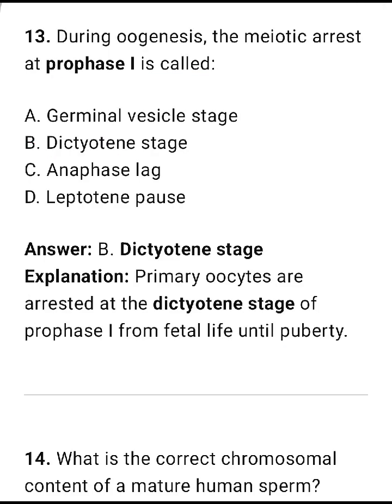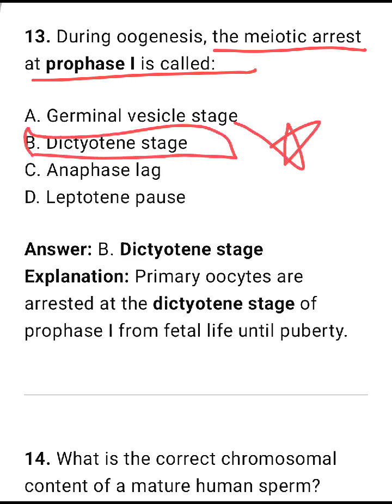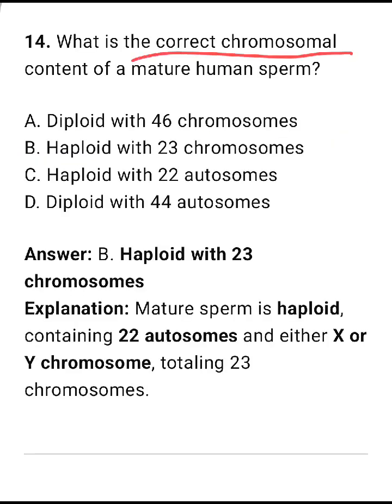During oogenesis, the meiotic arrest, meiosis 1 arrest at prophase 1, is called the dictyotene stage. Option number B is the correct one. The dictyotene stage is found in the diplotene stage of prophase 1. So option number B is correct. What is the correct chromosomal content of mature human sperm? So sperm, as we know, is a haploid cell. So option number B is the right one.